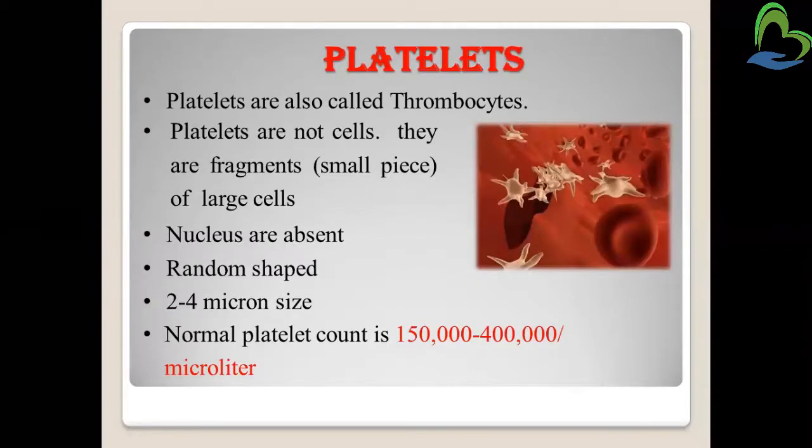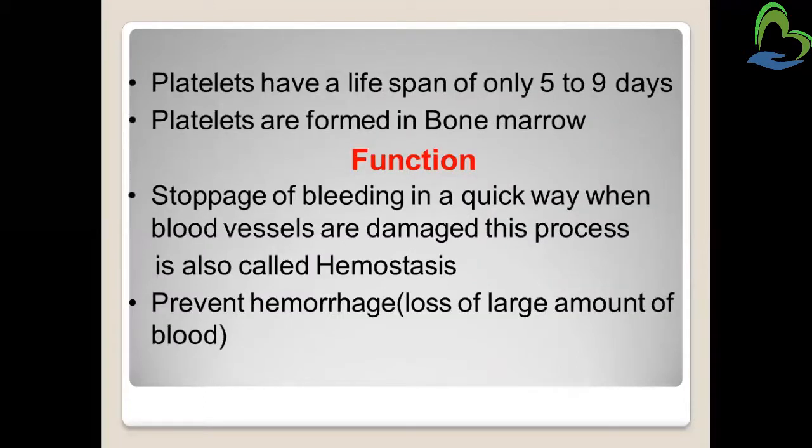Now the platelets. Platelets are also called thrombocytes. So the other name is thrombocytes. Platelets are not cells. They are fragments of the large cells. It is not a cell. It is small pieces of the large cells. Nucleus is absent. Random shape. There is no particular shape of platelet, and the size is 2 to 4 microns, and the normal platelet count is 1,50,000 to 4 lakh per microliter. Now the platelet has a lifespan of only 5 to 9 days. So the average lifespan is 5 to 9 days. They are formed in the bone marrow. All the cells are mostly formed in the bone marrow.